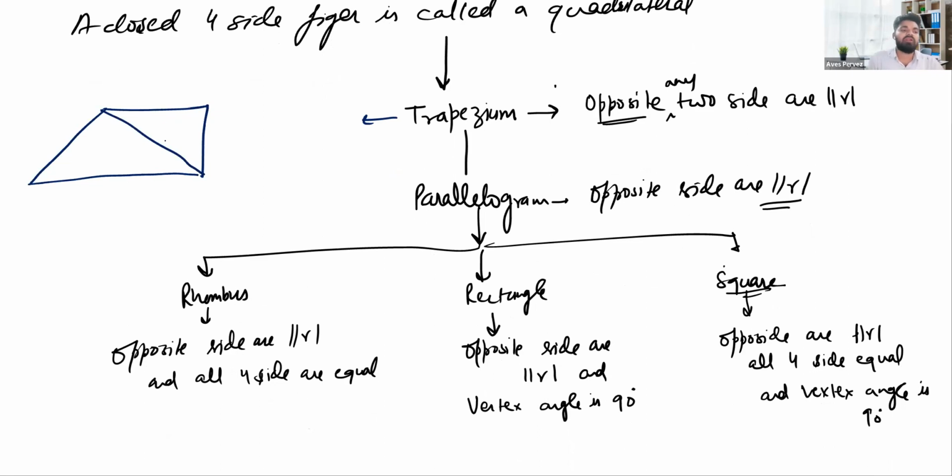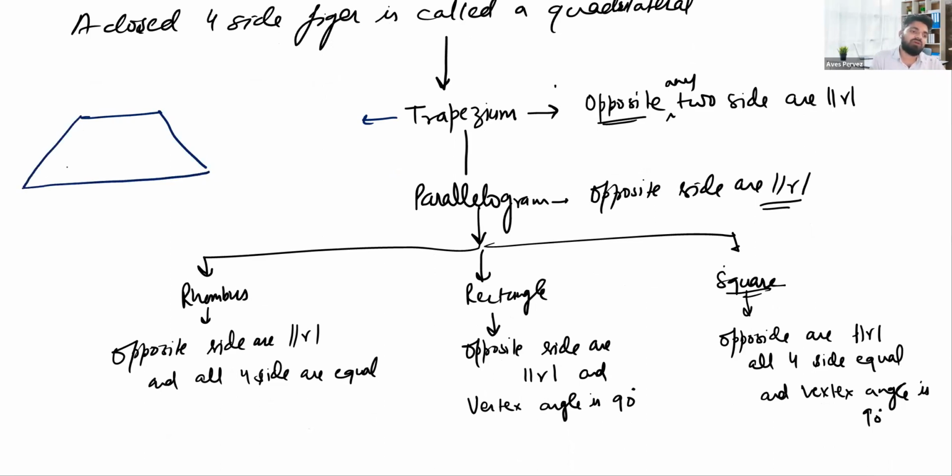But if we have this one, it may have two equal diagonals. If this side is also equal to this side, it may have equal diagonals. So we are just writing the diagonal property which is 100% there. If it may or may not have, we don't write it. For example, for parallelograms, we surely say diagonals are not necessarily equal.